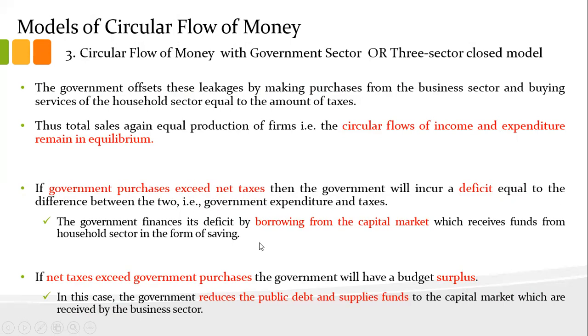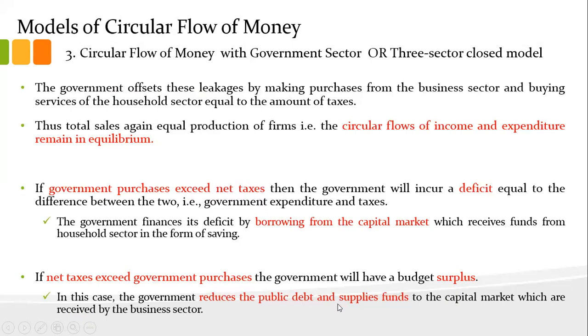So how is money coming into the capital market? From the household sector, the small savings they are putting in the capital market, and the pool of that money will be used as borrowing. Again, if net taxes exceed government purchases, it means the government is charging more tax but the expenditure is less, it means the injection is less. Then what will happen? The government will be in surplus. In that case, if there is a surplus, what will the government do? The government reduces the public debt and supplies funds to the capital market, which are received by the business sector.